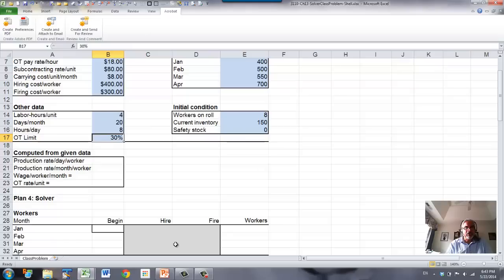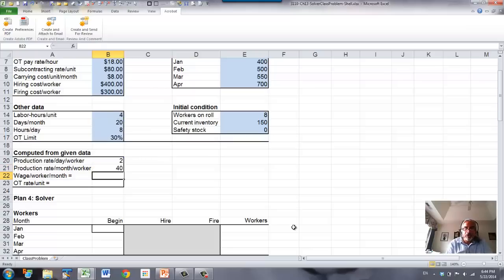So we're going to set up a solver model, but first the factors that we will need. Production rate per day per worker is number of hours per day divided by standard hours. So that will give us the production rate per worker per day, and you multiply that production rate with the number of days per month. So that gives us the production rate per month per worker. You don't have to compute it in this fashion. This is one way, and you can use a different way if you like.